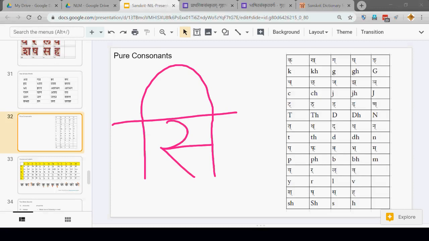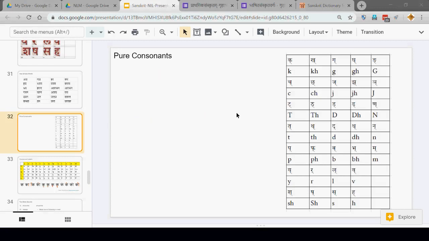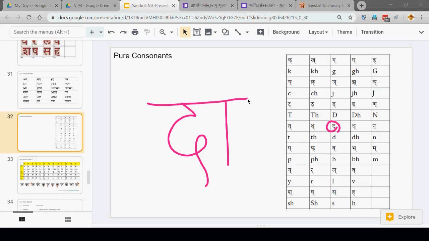Now for this one, this is the base letter, this is Da. Obviously, I'm not writing the horizontal line, but the horizontal line is needed, Da. And for D, write a vertical line and start the top part and end it here. D.